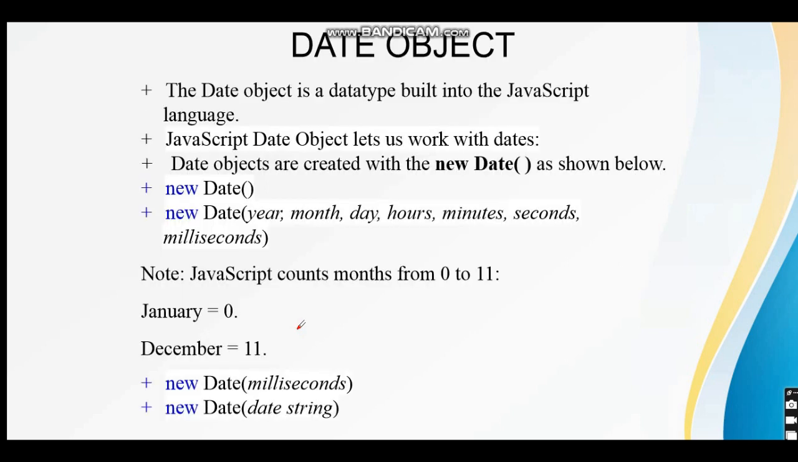Next, the date object. So basically the date object is a data type built into the JavaScript language.